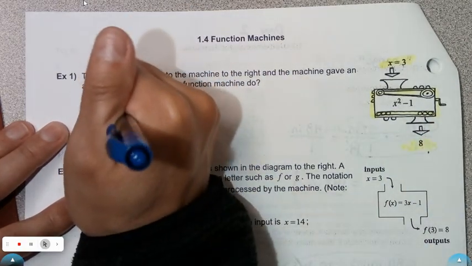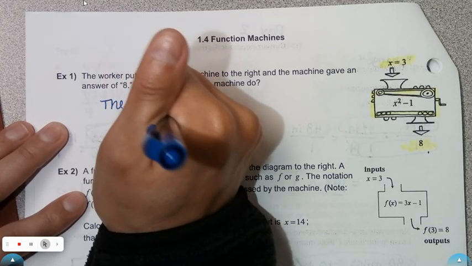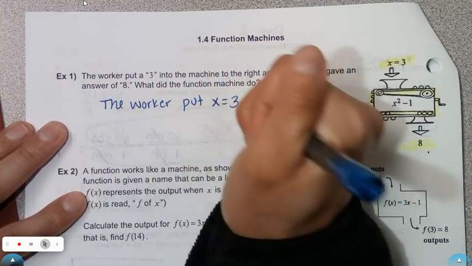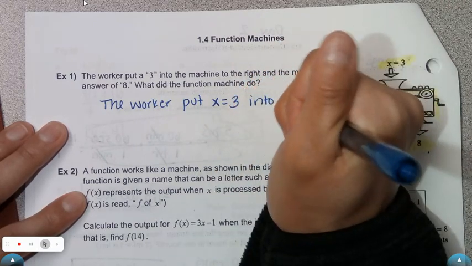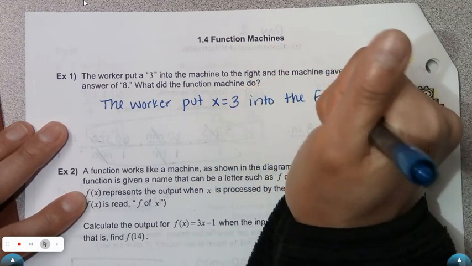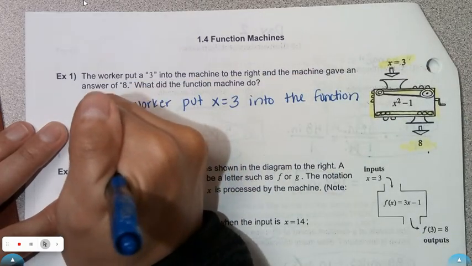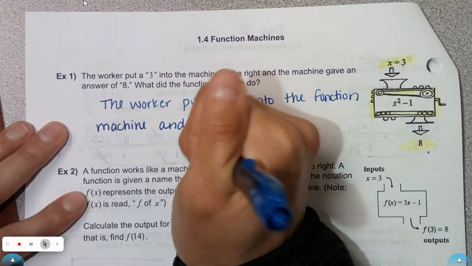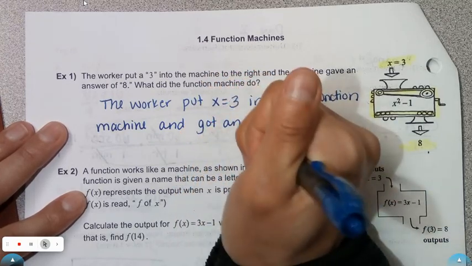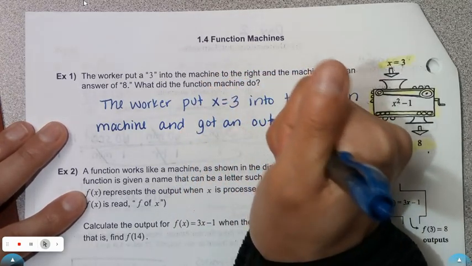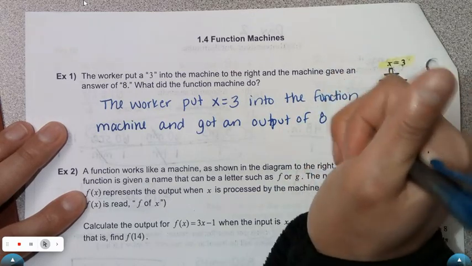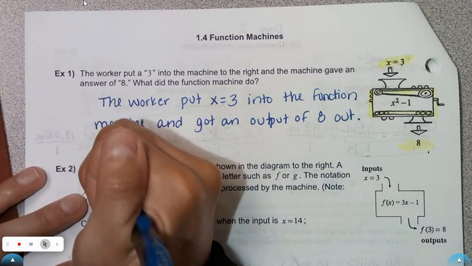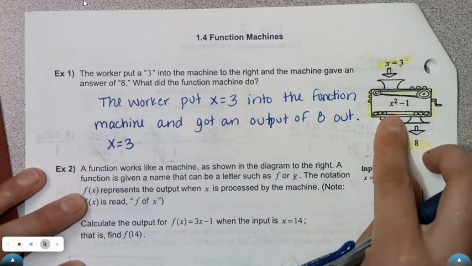Okay, so the worker puts x equals 3 into the function and got an output of 8 out. Okay, so here's what they did. They have x equals 3, and they have this machine.